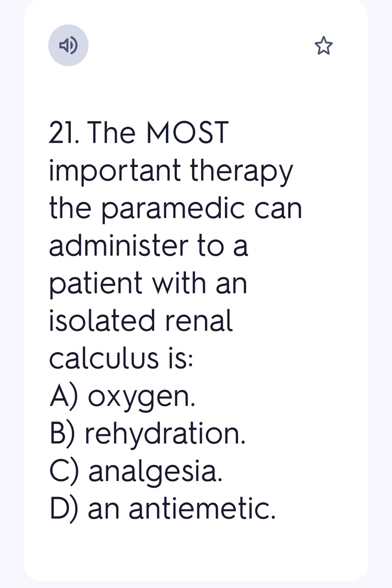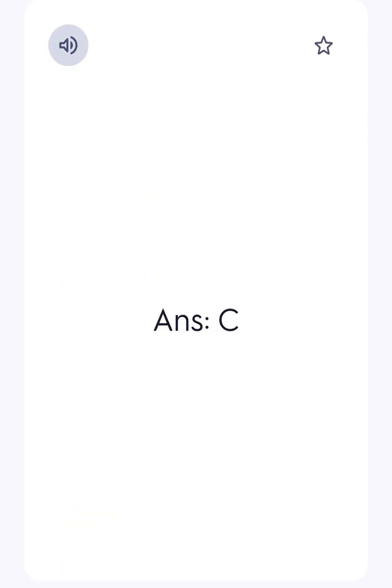21. The most important therapy the paramedic can administer to a patient with an isolated renal calculus is A. Oxygen. B. Rehydration. C. Analgesia. D. An antiemetic. Ans. C.